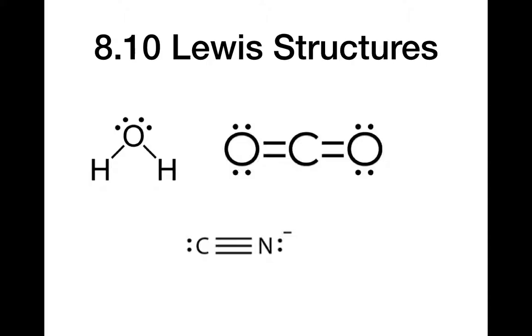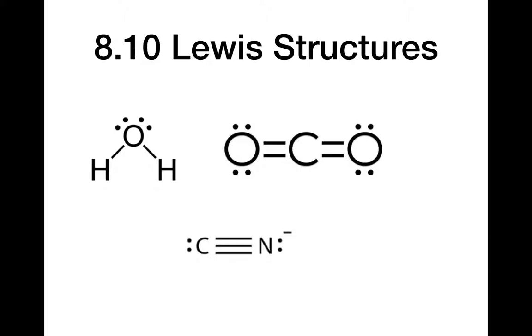In the case of carbon dioxide, CO2 on the right here, carbon dioxide has 4 valence electrons for the carbon and 6 for each oxygen for a total of 16 valence electrons. I would start out here with single bonds between the carbon and the oxygens.